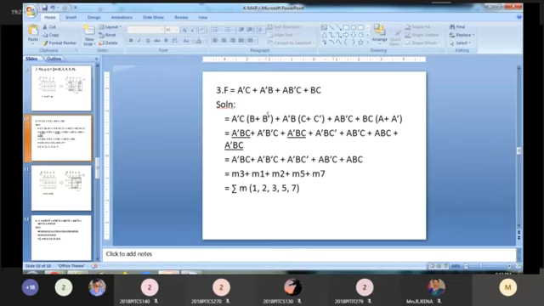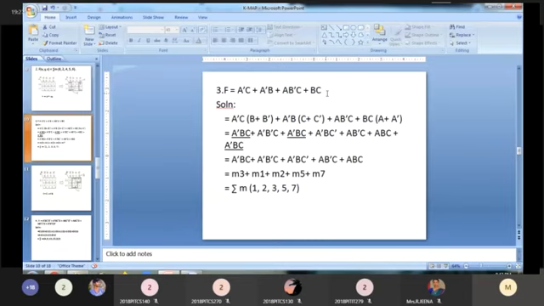First, you have to find the missing terms or missing variables for each and every term. So here, which variable is missing? C is missing. Here, C is missing. Here, all variables are present. Here, A is missing.